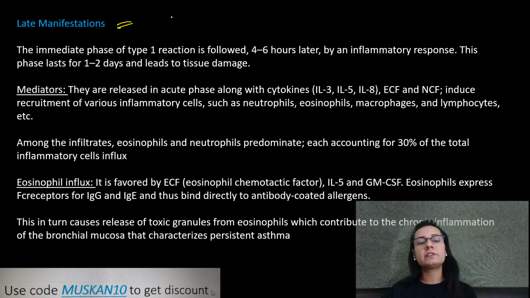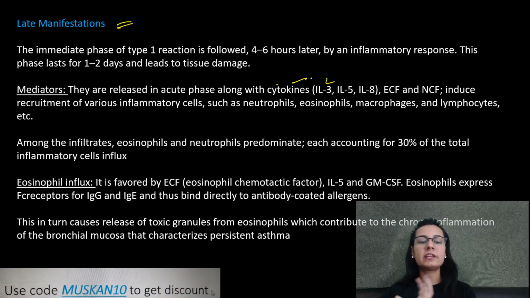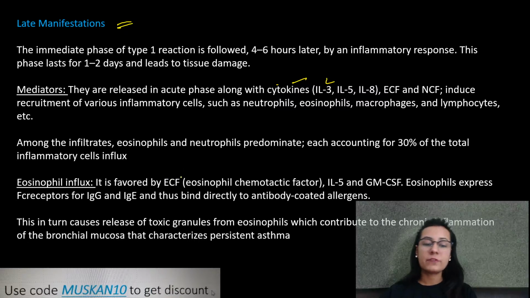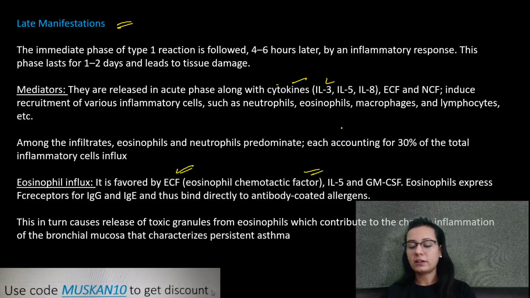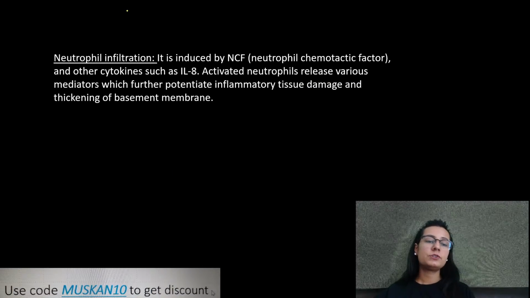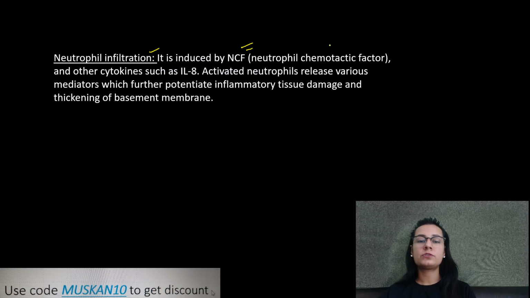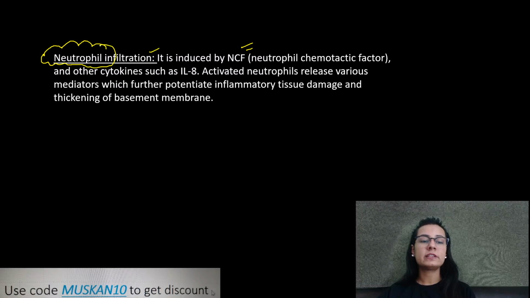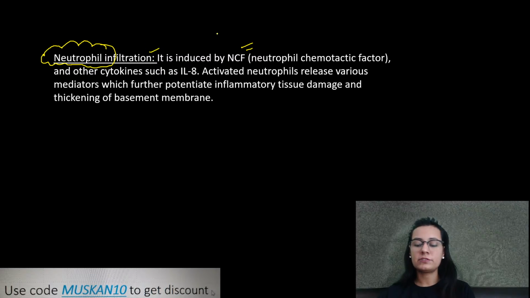Now, coming to the late manifestations, the immediate phase we have seen is followed by the late phase, that is, 4 to 6 hours later, by an inflammatory response. This may last for 1 to 2 days. Mediators are released in the acute phase along with cytokines 3, 5, and 8, and among the infiltrated eosinophils and neutrophils, the influx is favored by the eosinophil chemotactic factor. Also important to remember, what is important we have already covered. Neutrophil inflammation is induced by the neutrophil chemotactic factor and other cytokines, and the activated neutrophils release various mediators, increasing the inflammatory response of the person.